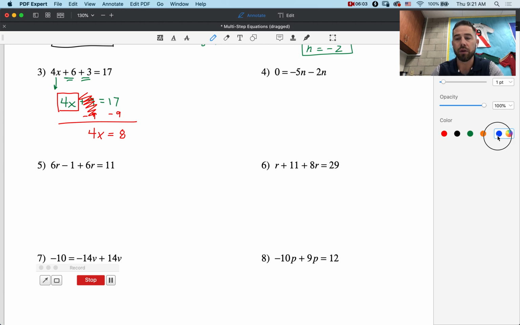And now you can deal with this guy. A lot of kids will divide 4 here and they're going to get jacked up. You always do that last. Whatever's stuck to the variable is our last step. What's being done to x? X is being multiplied by 4. We do the opposite and divide by 4. And we have x equals 8 divided by 4 is 2.